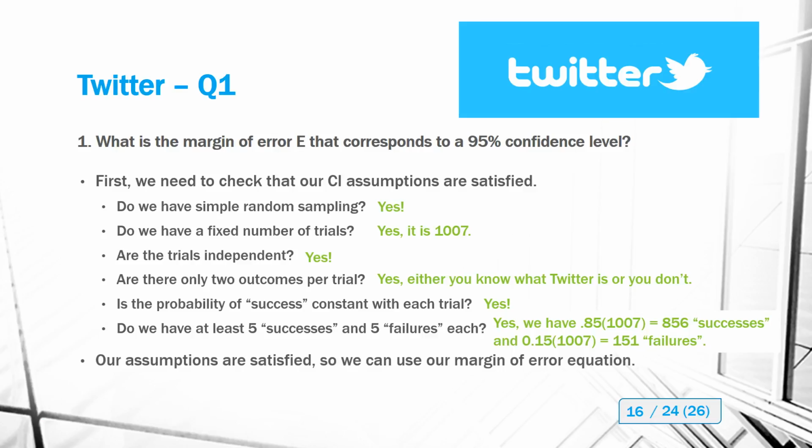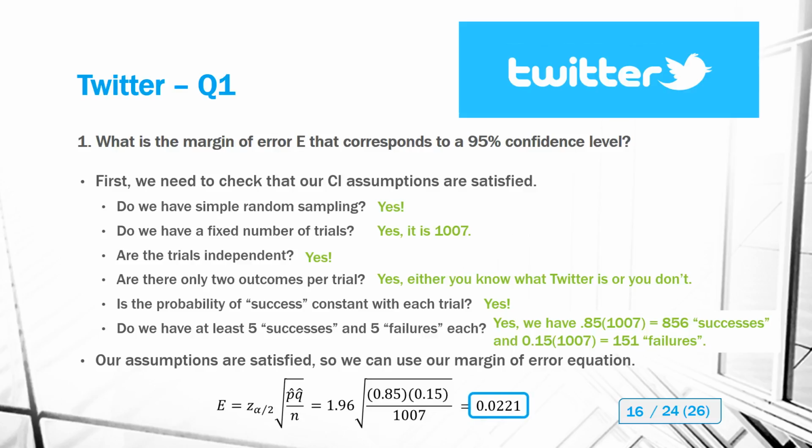Now that our assumptions have been satisfied, we can just use our margin of error equation. So here's our equation. Plug in what we have. Our critical value of 1.96. P hat is 85%, which means Q hat is 15%. Our sample size is 1,007. Punch this out on your calculator, and out comes the marvelous 0.0221. Notice that this is the margin of error E that is rounded to 3 significant figures.